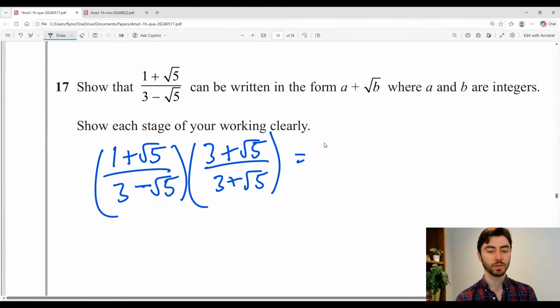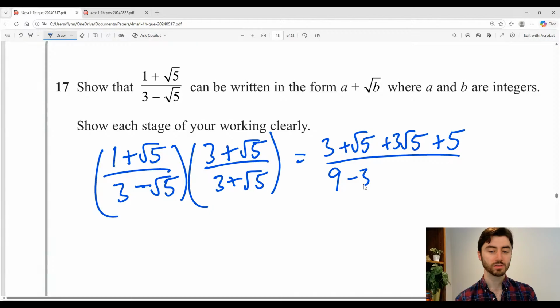We get 1 and 3 makes 3. 1 and root 5 makes root 5. 3 and root 5 makes 3 root 5. Root 5 and root 5 makes plus just 5 by itself. On the bottom, 3 and 3 makes 9. Minus 3 root 5 plus 3 root 5 minus and then 5.